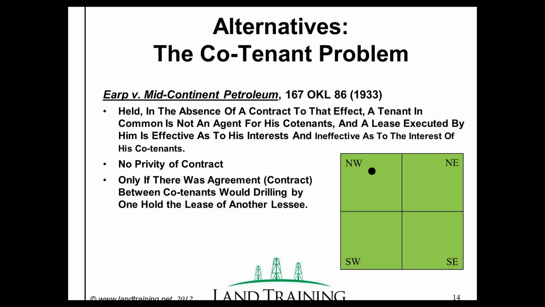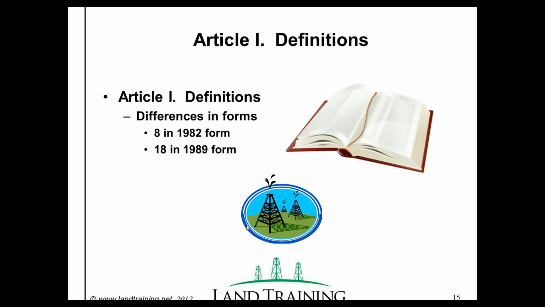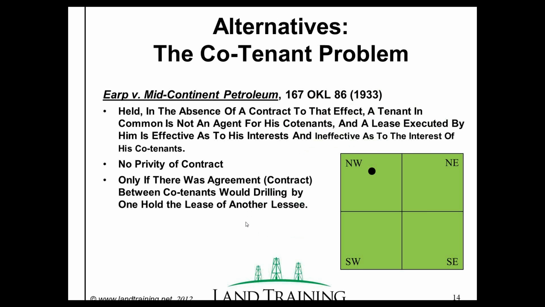So now we have to have either a joint operating agreement or a farm out agreement or some kind of agreement between the working interest owners that would allow a well drilled by one to hold the acreage of another lessee. Earp versus Mid-Continent. So that's why oil and gas companies started developing their own joint operating agreements, their own farm out agreements. And then in 1956, the AAPL came along and they said, let's establish a model form because this is the law of the land now. Let's figure out an easy, effective way for us to work together. And so they created the joint operating agreement.